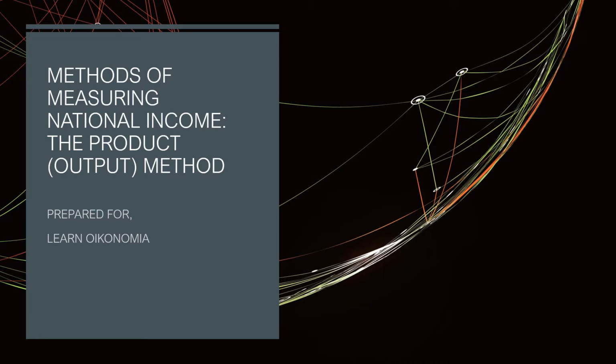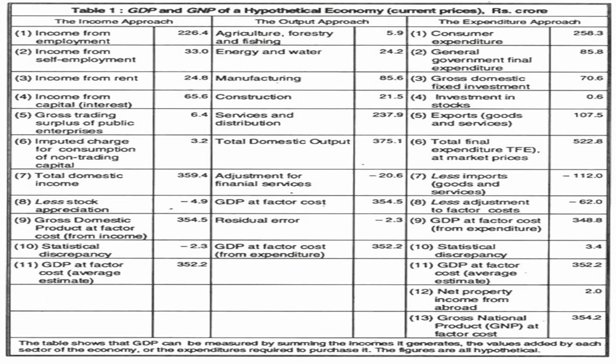Here in this video, we are starting with the methods of measuring national income. In this video particularly, we will be doing the product method. We are concentrating on the product method, which is also known as the output method of measuring national income.